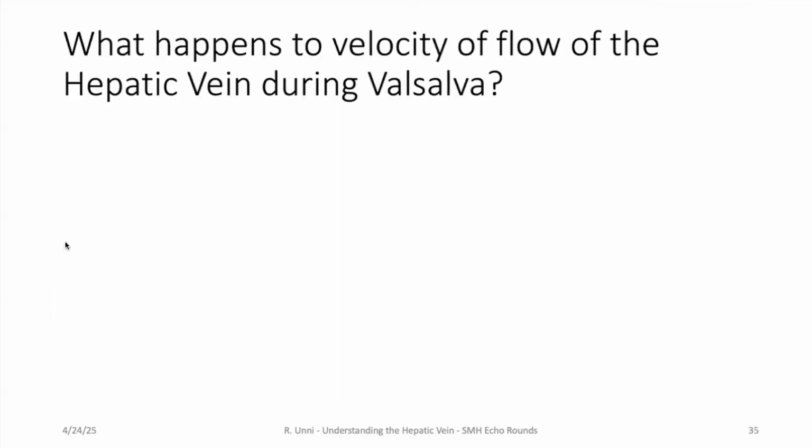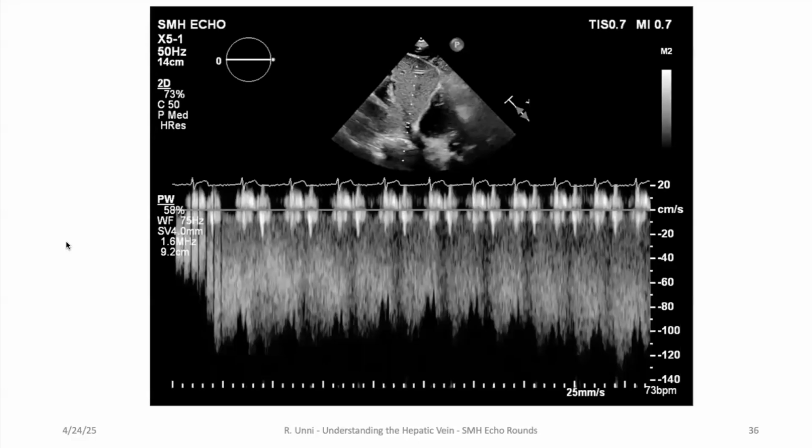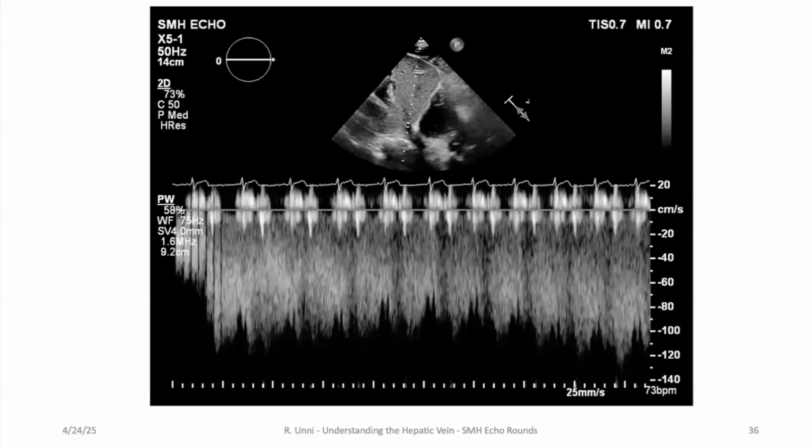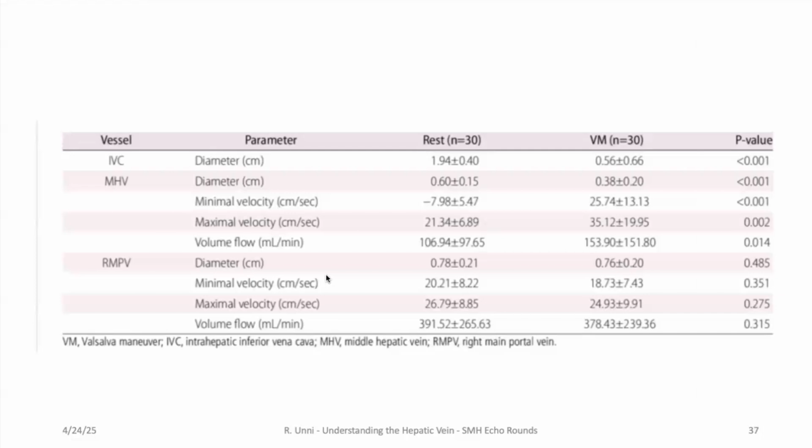Now, what would happen to the velocity of flow? With increased pressure, we're squishing the hepatic veins, right? So you may think that maybe the velocity goes down. Here is my hepatic vein during strain phase Valsalva. The velocity probably doubles. It goes up. And the waveforms also get blunted. That's kind of strange. Again, this has also been described, that the velocity of flow, the speed at which blood is coming down the hepatic vein, goes up with Valsalva strain.